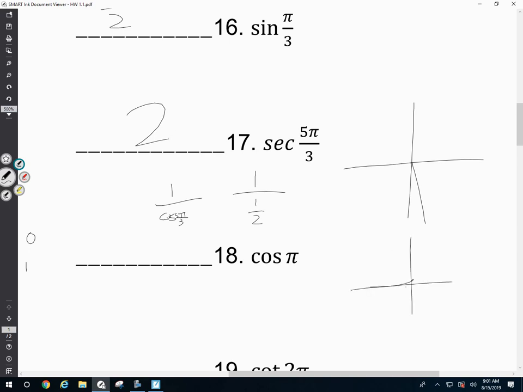Cosine of pi, pi is over here. If you think about it on a unit circle, to get over here, we have a horizontal distance of -1 since I'm going to the left. I do not have any vertical distance. I'm not going up or down. Cosine being the adjacent or the horizontal distance, the horizontal distance to get over there is -1.